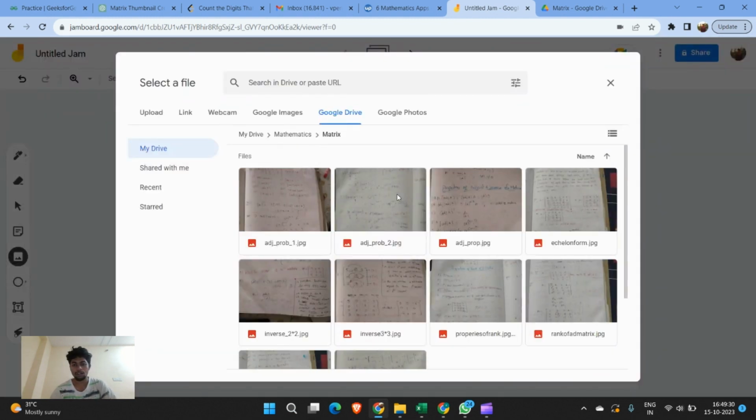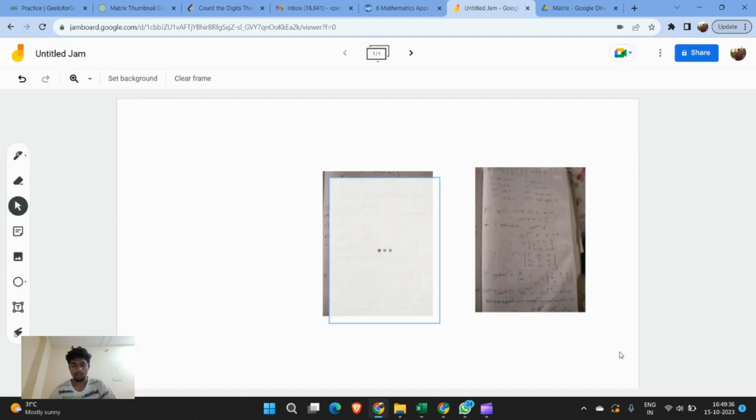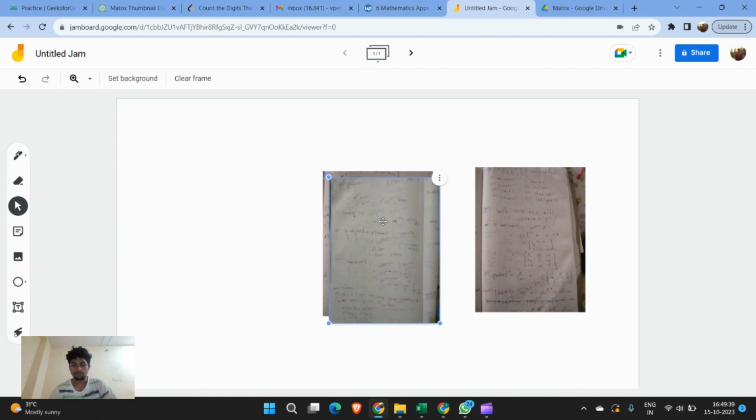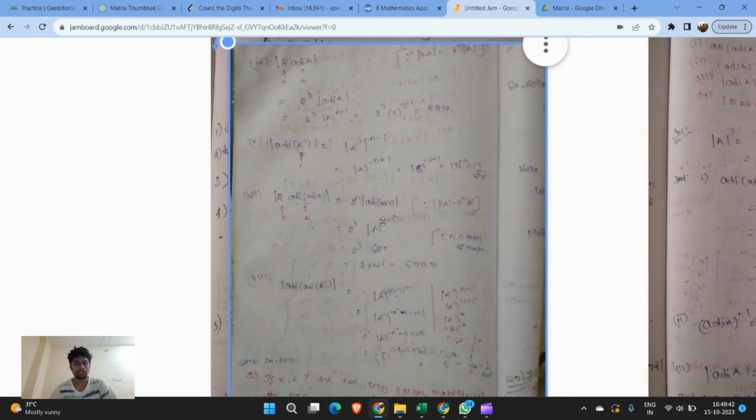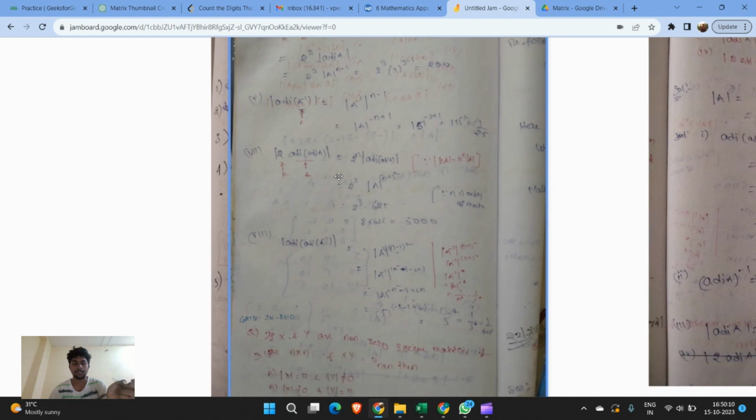I'll tell you one more problem related to this. Yeah, these are the important ones. They give 2 into A, where 2 is a scalar quantity. After that they ask you to find the adjoint of it. It is a constant, right? So we apply k power n, where n is the order of that matrix. Here the given matrix is 3 by 3, that's why 2 power 3 into adjoint A. Adjoint A is det A whole power n minus 1. If you solve this one, you will get this answer.